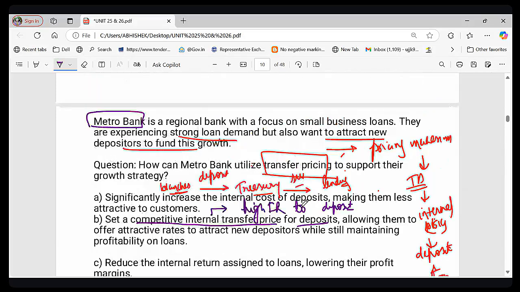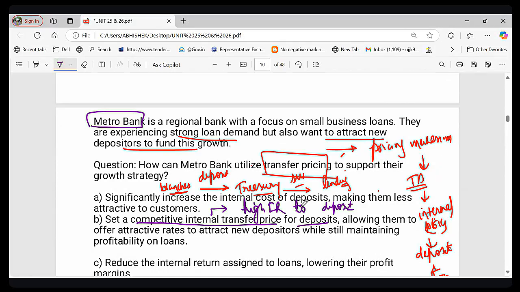So let me ask you a question. If you were running a bank, would you offer a higher deposit rate to attract more funds even if it slightly reduces your margin? Please answer yes or no.